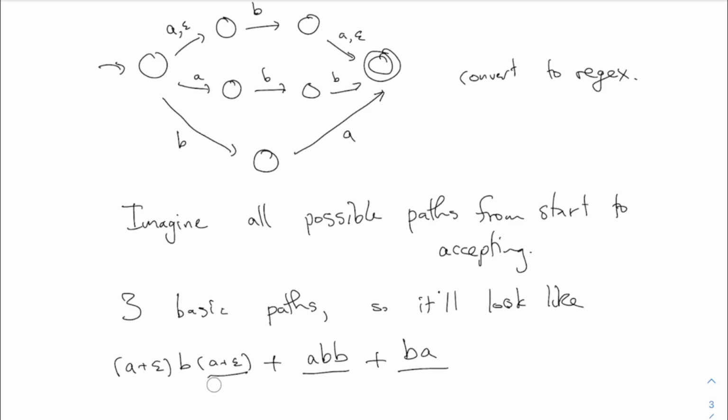How do you like that? Those three arrows there: the first is A or epsilon, the next one is a B, and the last one is A or epsilon. All right, so we converted that NFA into a regular expression. This is a very easy example because it very clearly has three parallel paths through the diagram. Any questions about that one? We're going to do some more interesting ones.